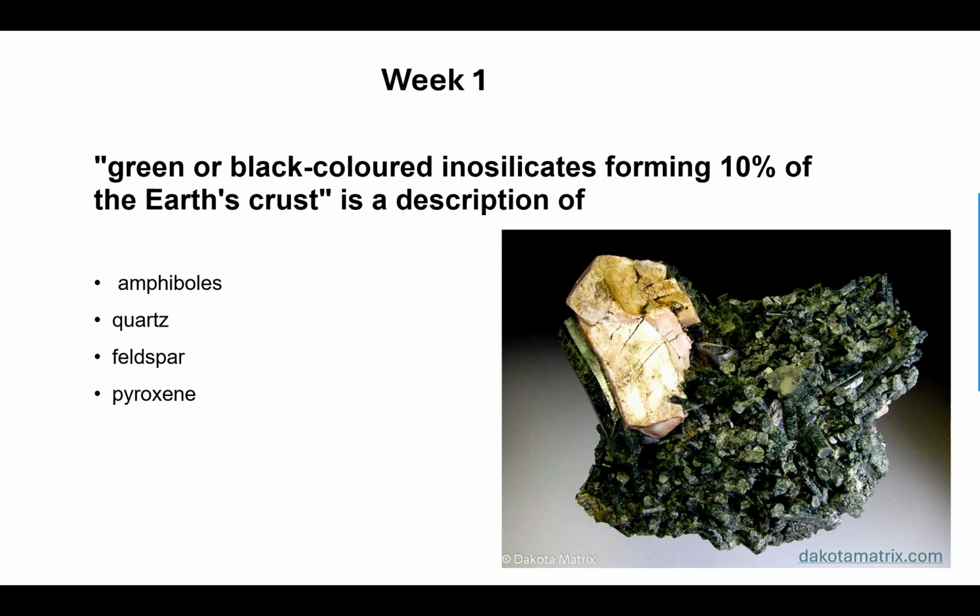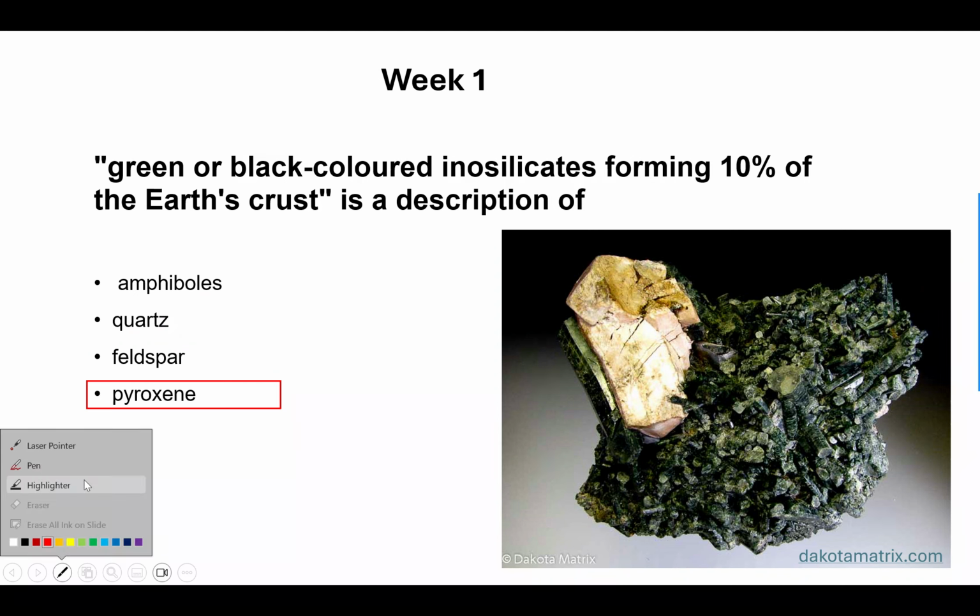Green or black colored inosilicates forming 10% of the earth's crust is a description of which mineral? Is it amphiboles, quartz, feldspar or pyroxene? Pyroxene, the thing that you are seeing in the image here, is one of those inosilicates that form up to 10% of the earth's crust. It's called pyroxene.